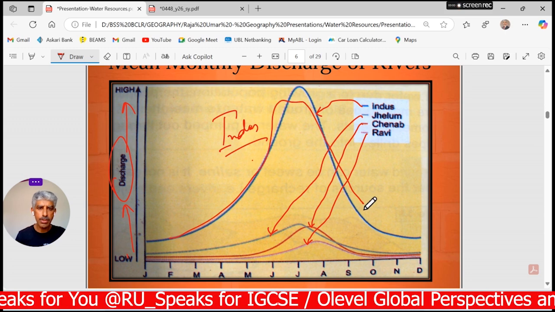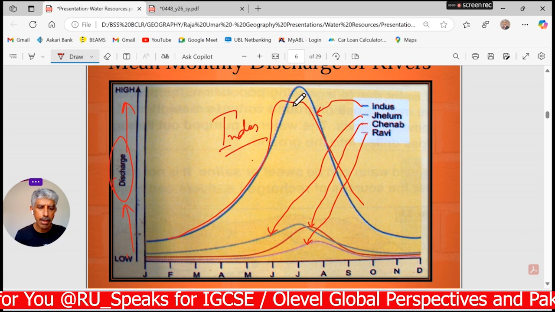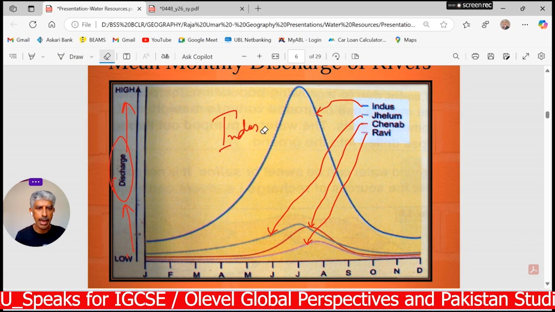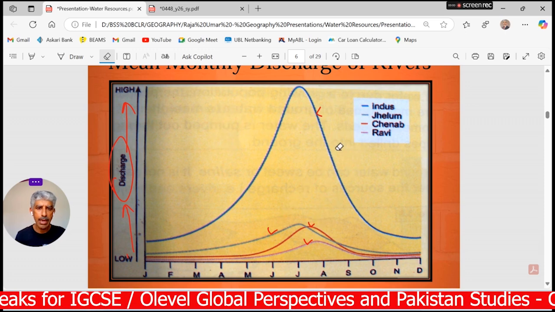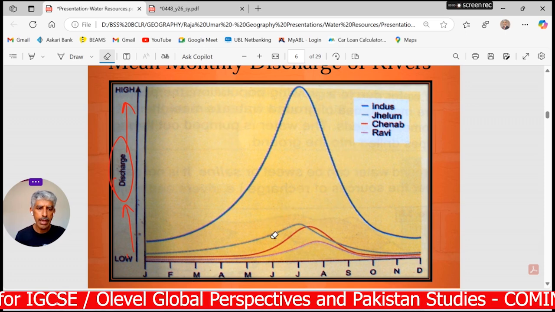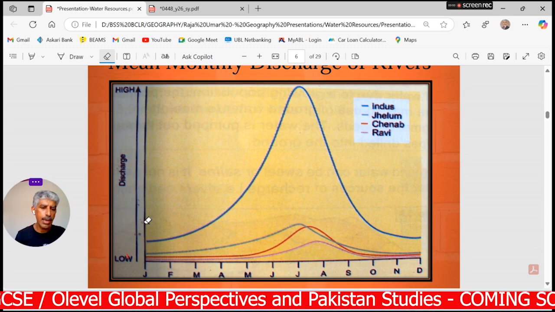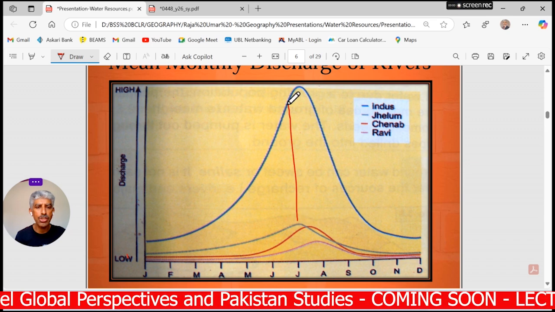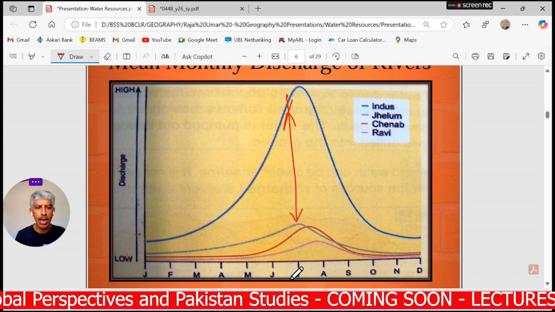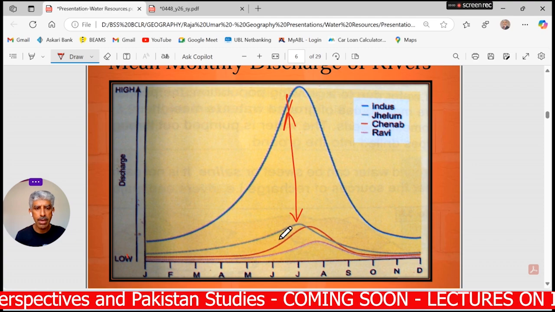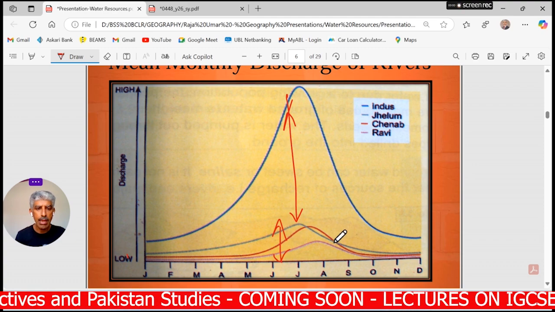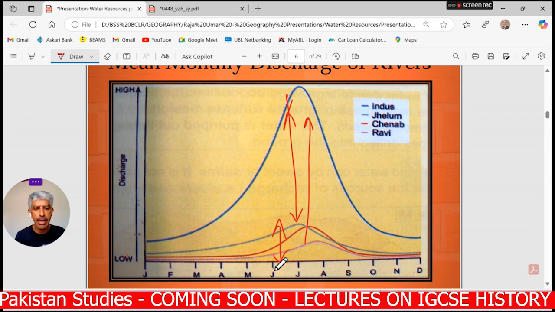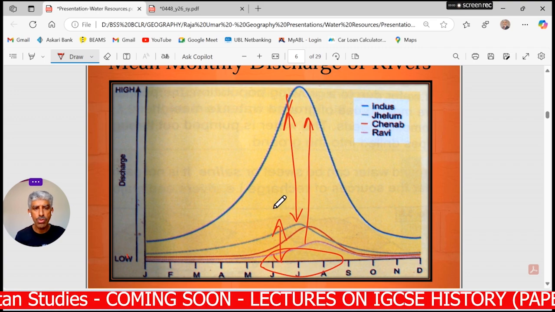Now, if you see that river Indus, the biggest of all, has huge river discharge. The big graph is showing that Indus has a lot of water in it and a greater river discharge, and no other river matches the river discharge of river Indus, there is no match whatsoever. All other major rivers, Jhelum, Chenab, and Ravi, have really very low river discharge in comparison with river Indus, especially in the summer months of June, July, and August.